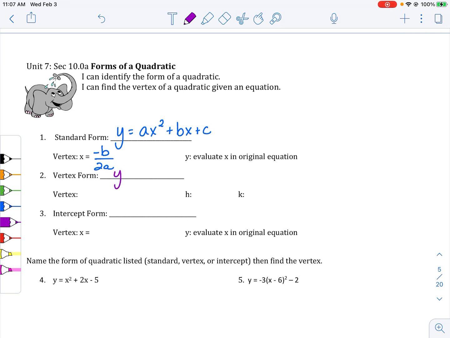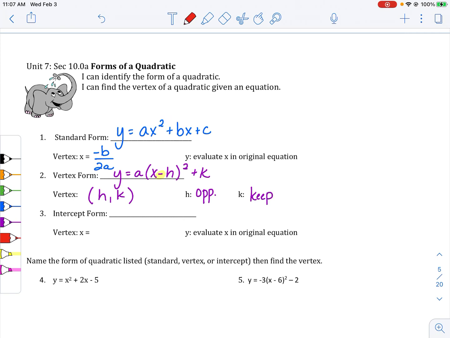Vertex form looks like y equals a times the quantity x minus h squared plus k. Vertex form, having the name vertex form, is the easiest for finding the vertex. The vertex is (h, k). Noticing that in the formula, that h has a minus in front of it, so that means you're going to take the opposite of what you see there in the parentheses to get h, and then k, because it has a plus in front of it, you just keep it just as it is.